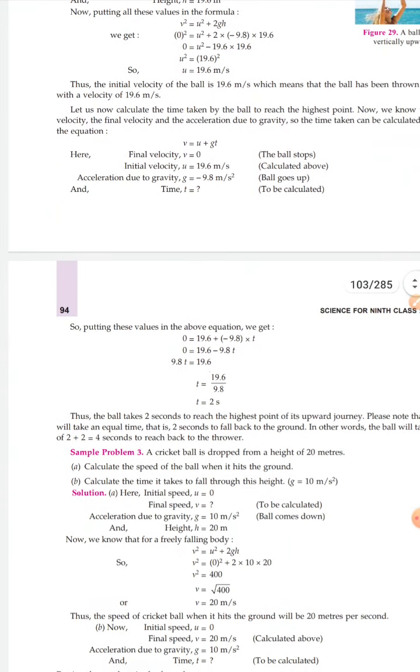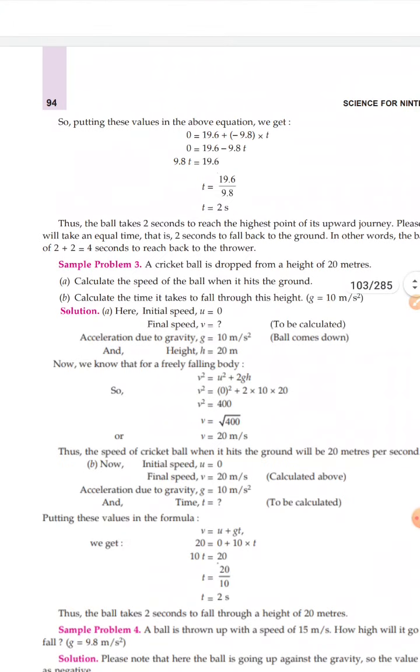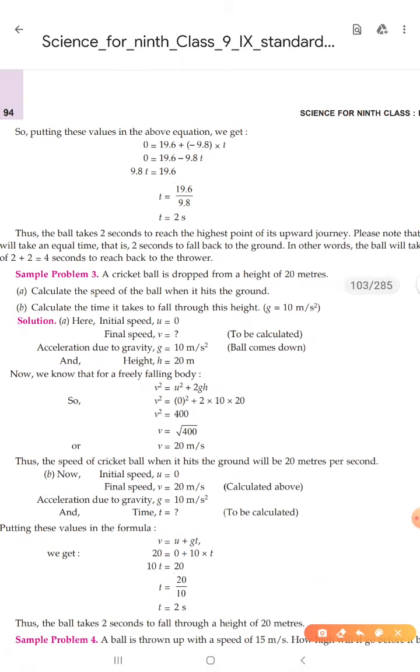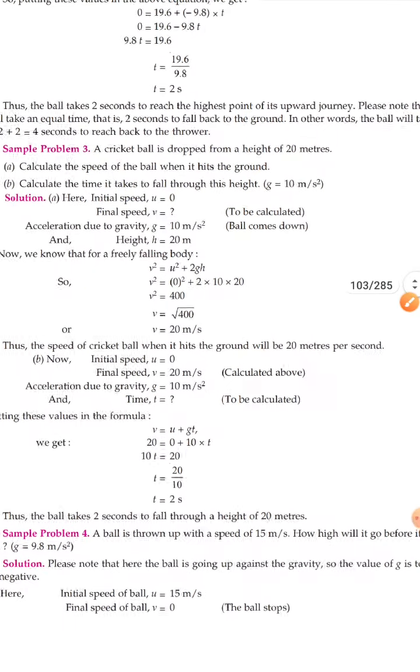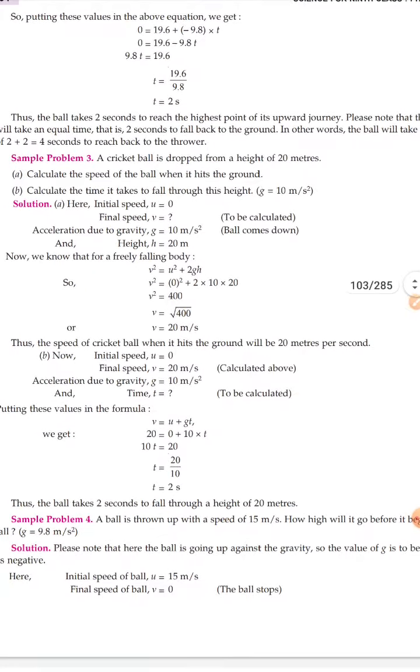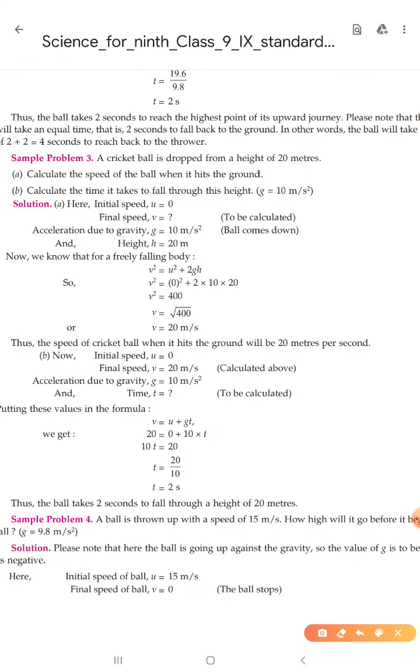Now, first see this question. A cricket ball is dropped from a height of 20 meter. All of you, dear students, write down this question and then try to solve it. I'm explaining. A cricket ball is dropped from a height of 20 meter.